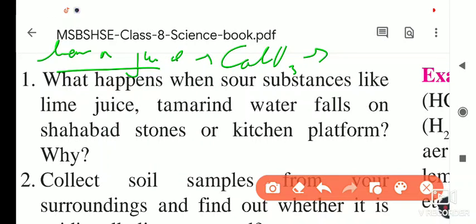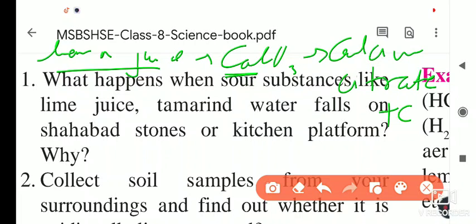Lime juice, inside which acid is there? Citric acid. So it forms calcium citrate, and it releases CO2 gas. From this, gas emerges out. And we see the white colored spot on the kitchen platform. When this lime juice falls on the marble kitchen counter or Shahabadi tile, carbon dioxide is liberated. Understood, all of you?